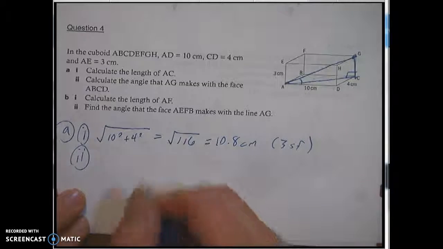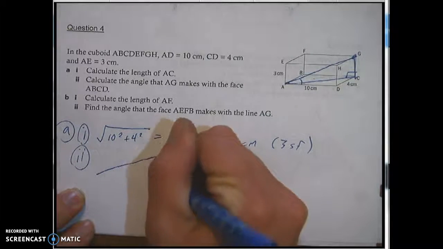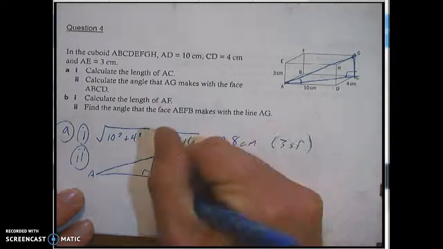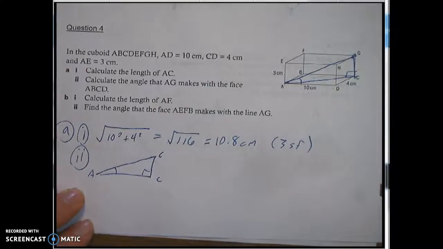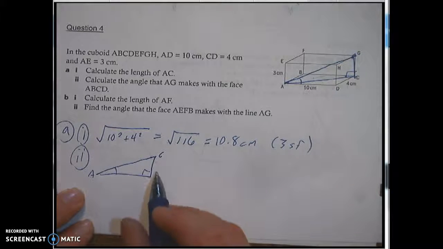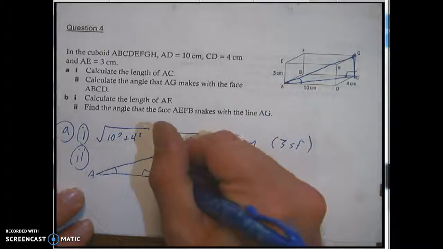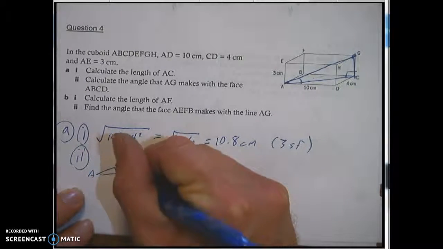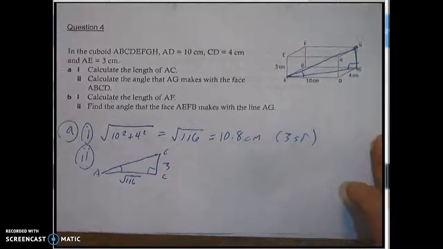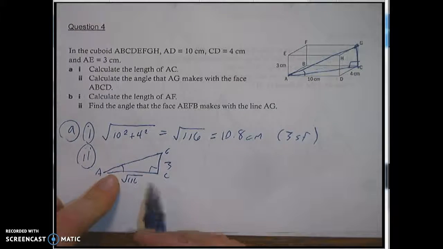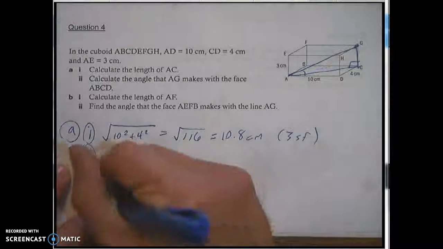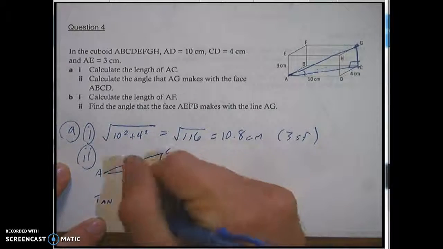So if I draw the right triangle off to the side right here, I've got my A, my G, and my C. I'm trying to find this angle. I happen to know that GC is 3, and I just found AC to be root 116. So to find the angle, from that angle, the 3 is the opposite side, the root 116 is the adjacent side, so I'm using the tangent to get angle GAC.